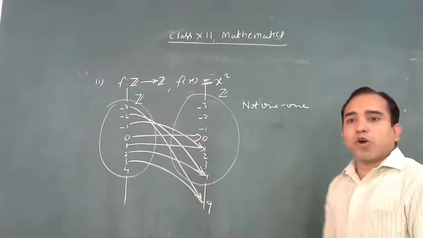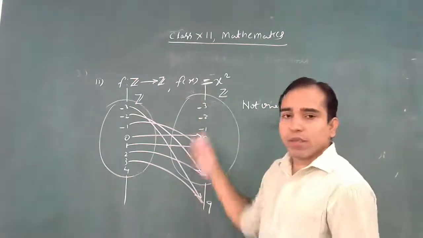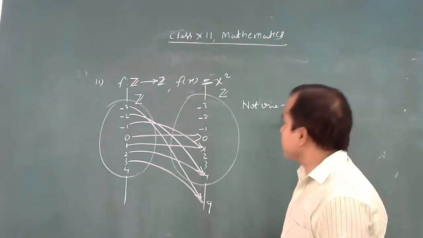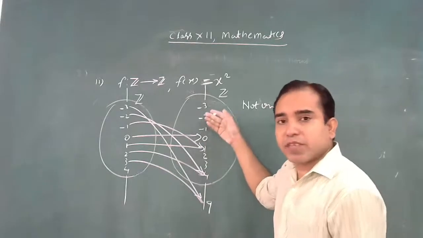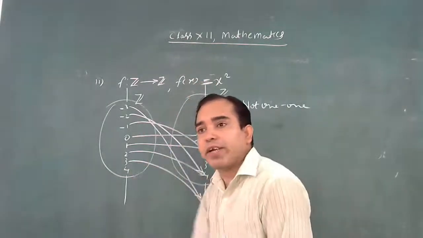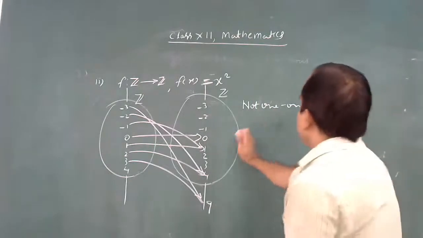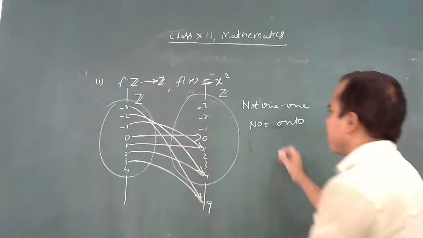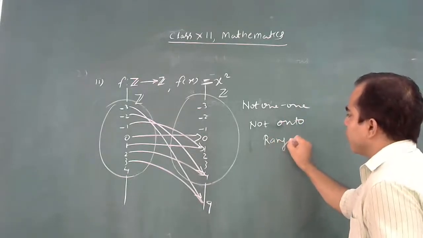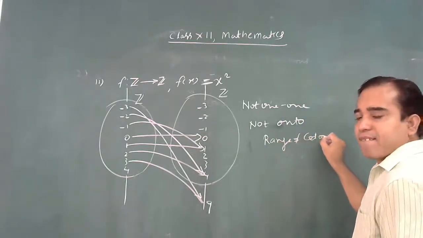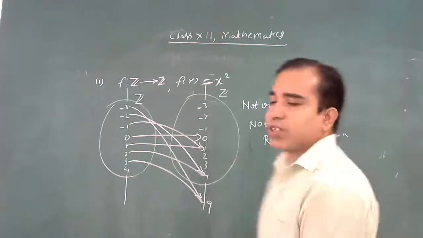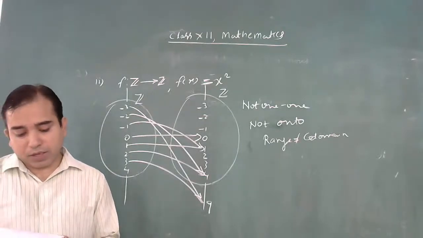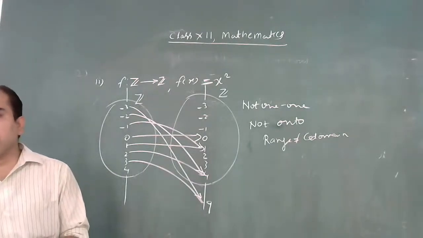Isn't it? What about ontoness? क्या कोडोमेन के सारे एलिमेंट्स इमेज पॉइंट्स हैं? नहीं, मुझे तो नहीं दिख रहा। -1, -2, -3 नेगेटिव्स तो इमेज पॉइंट्स हैं ही नहीं, बिल्कुल भी ऑनटो नहीं है। नॉट ऑनटो, है ना? ज्यादा डिटेल में नहीं लिख रहा हूँ, सीधे सीधे लिख रहा हूँ। रेंज इज नॉट इक्वल टू कोडोमेन, है कि नहीं? रेंज इज नॉट इक्वल टू कोडोमेन, तो इजी है.